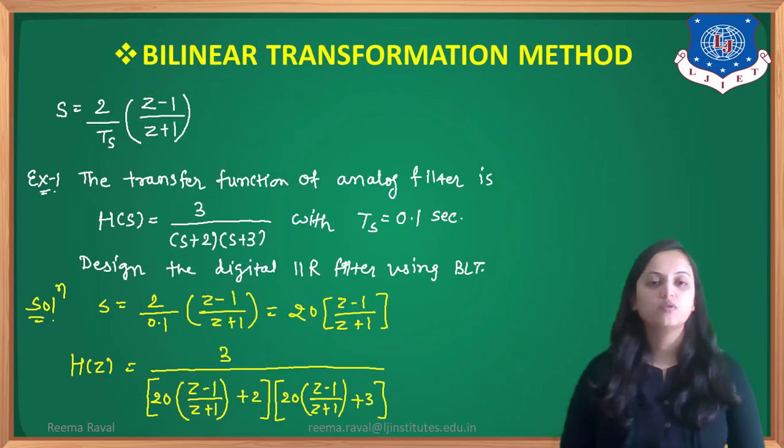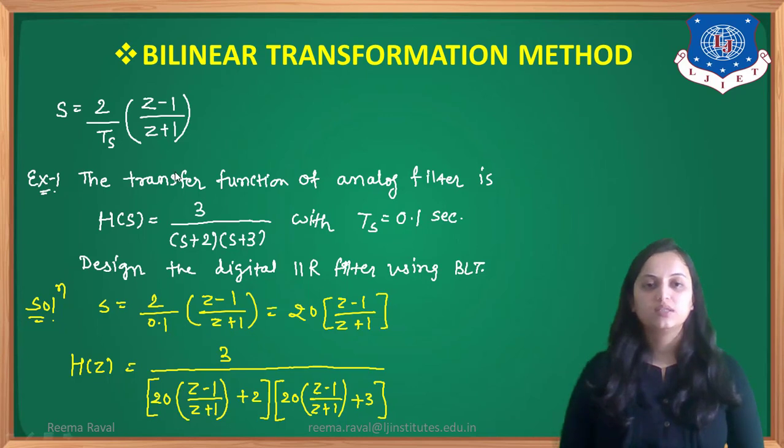In the bilinear transformation method, all you need to do is substitute s with 2 by Ts into (z minus 1) upon (z plus 1). That means in the data given to us, wherever s is there, you need to substitute it with the 2 by Ts into (z minus 1) upon (z plus 1) term, where Ts stands for time period or symbol duration. Let us see an example for this.